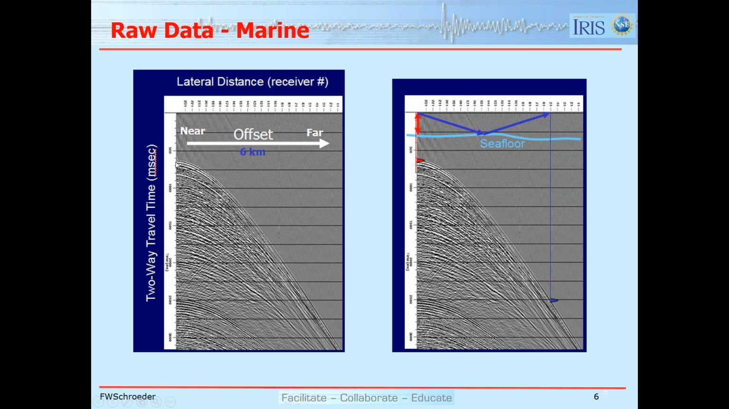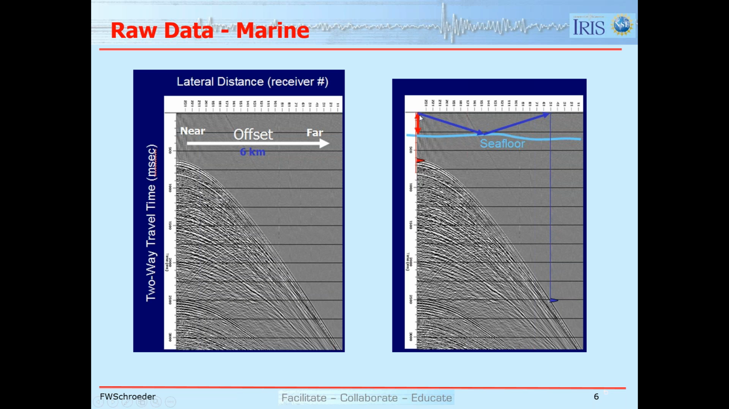I happen to know the velocity of seawater is 5,000 feet per second or 1,500 meters per second, and so I can calculate quite easily what the water depth is. For the shot to receiver near the boat, the energy goes down almost purely vertical, bounces and comes back up. That's a shorter path than energy going out to a receiver, let's say 5 out of the 6 kilometers. That energy has to go down and come back up. It has about the same vertical component, but it has a much longer lateral distance component.